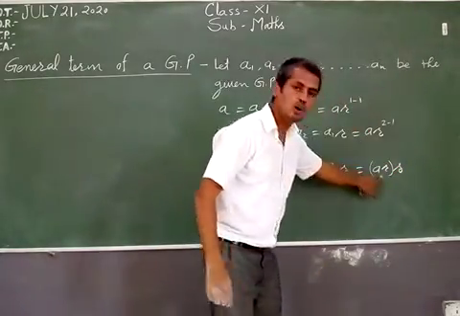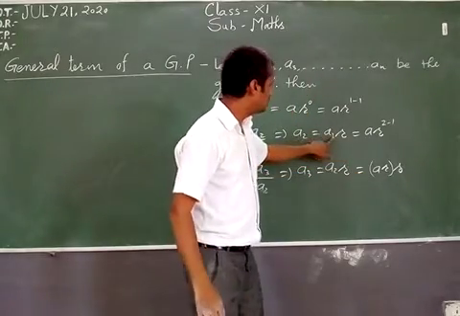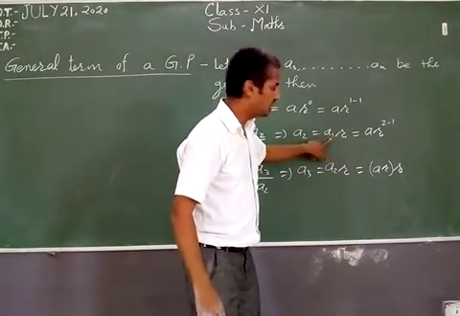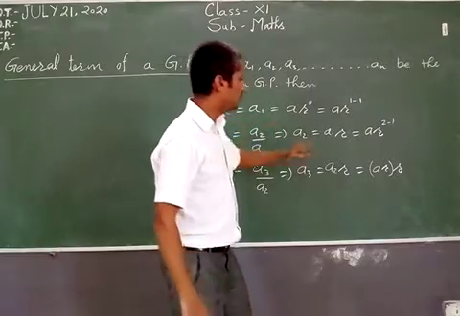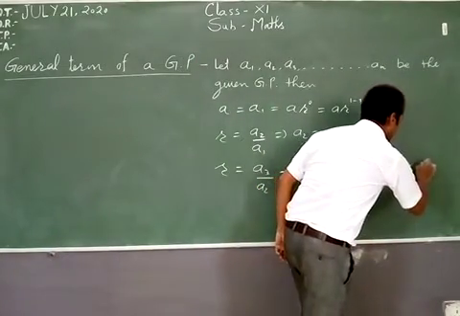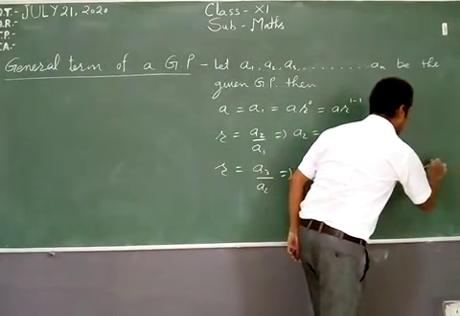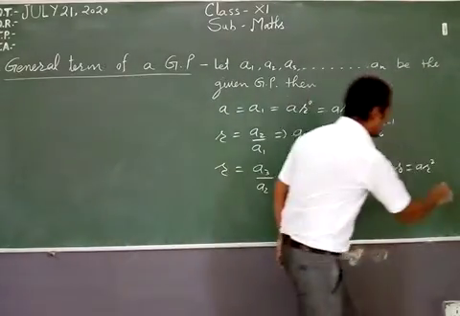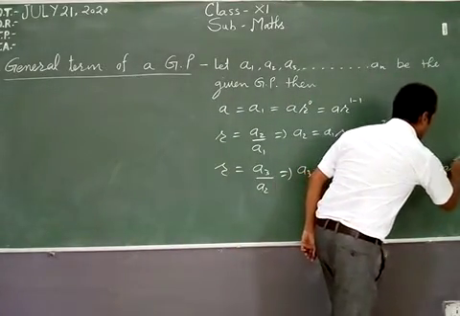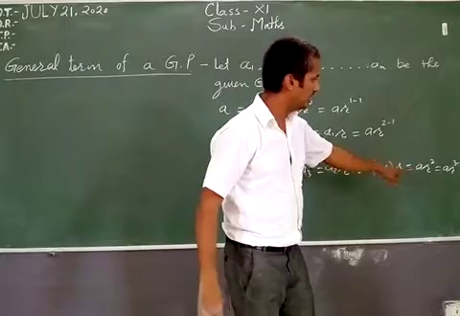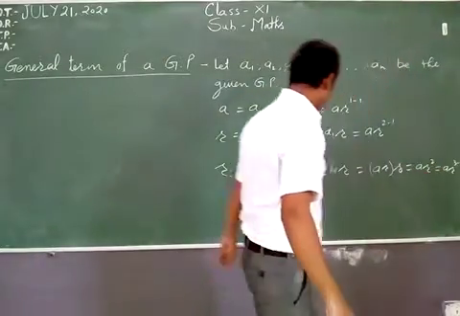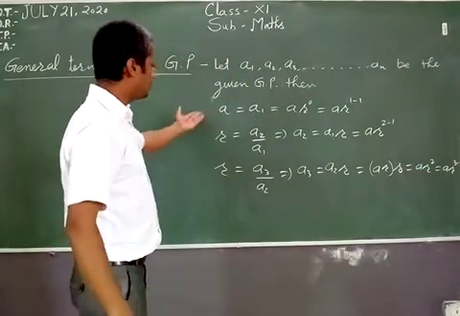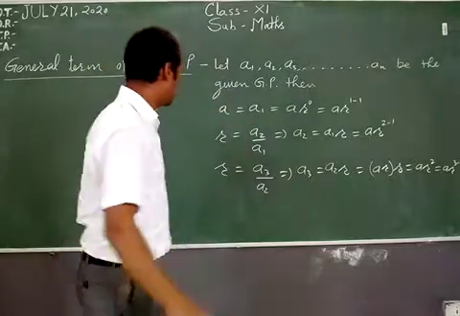This is the value of A2. A2 equals A into R, and A1 equals A, which we have used. So we can write here A into R square. R square can be written in the form A into R power 3 minus 1. Similarly, we can find more common ratios.